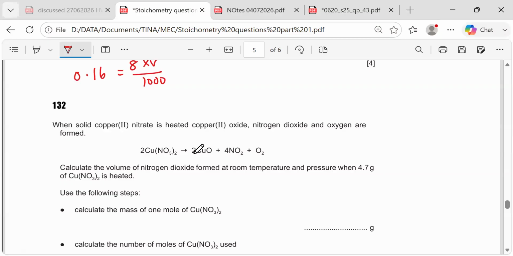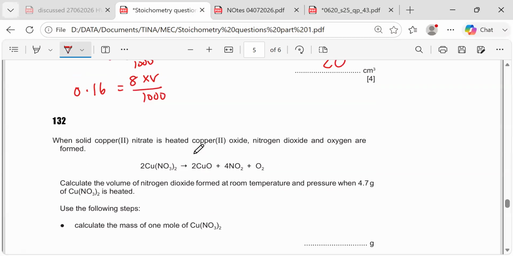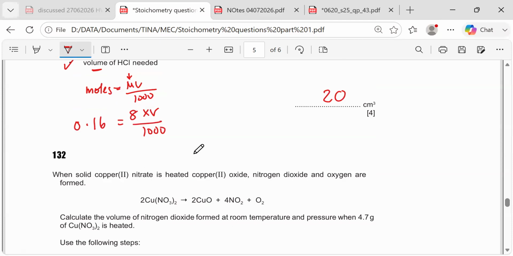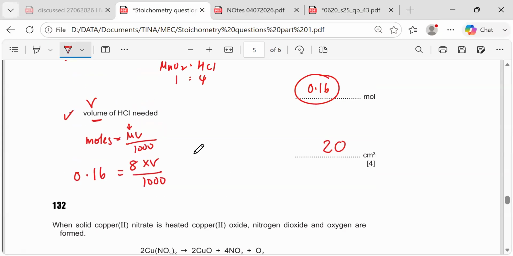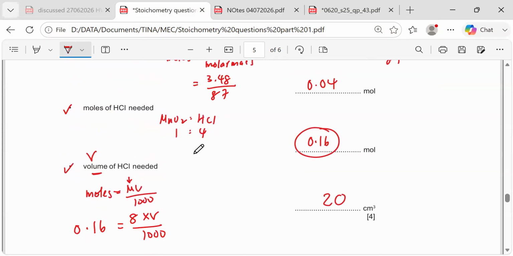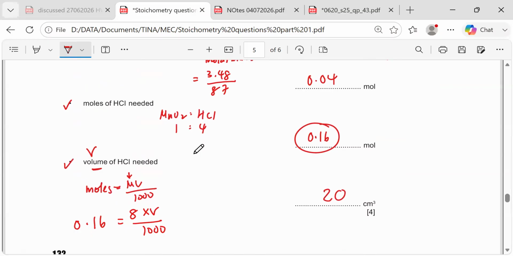Which of the answers for the one again? 20. I feel like students understand. Which part? You're using the formula, because there are 3 formulas. You're using the formula: amount of moles is MV over 1,000. The question is asking you for V.